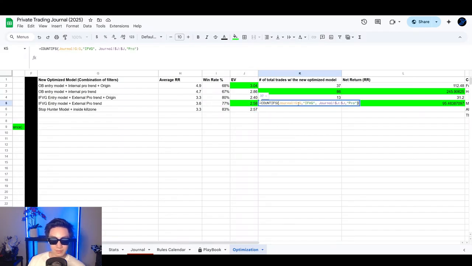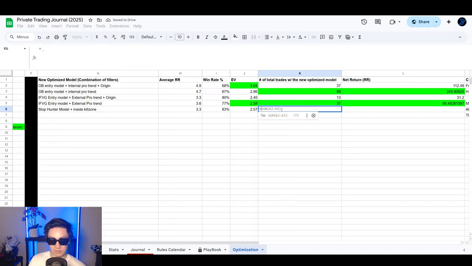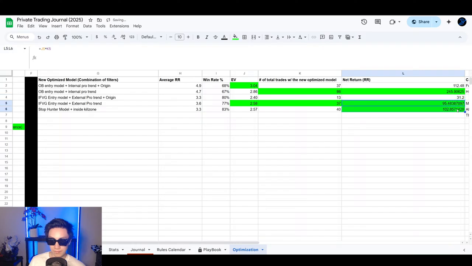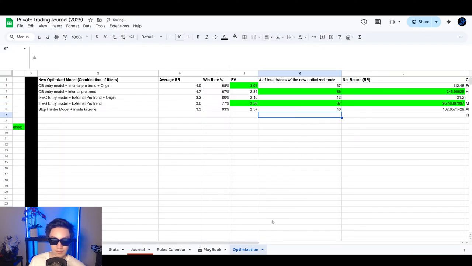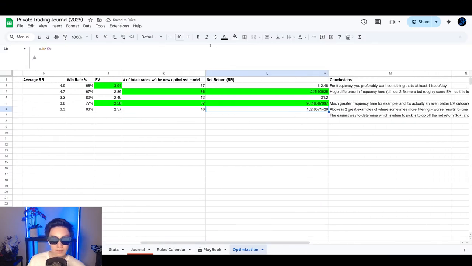Now let's look at the number of total trades taken here. If we just do the count if formula, I actually don't even need to copy that, honestly. I'll just write it again. 40 trades. So what do you guys see here? 40 trades taken here.